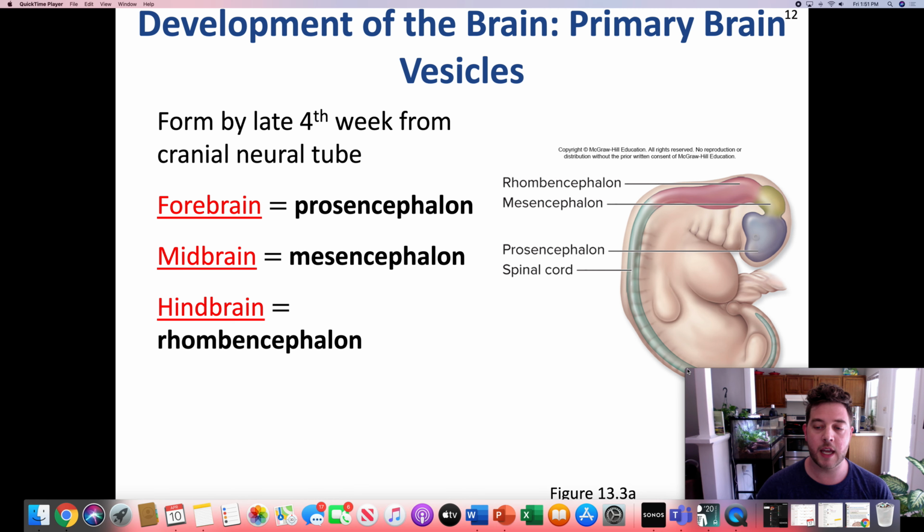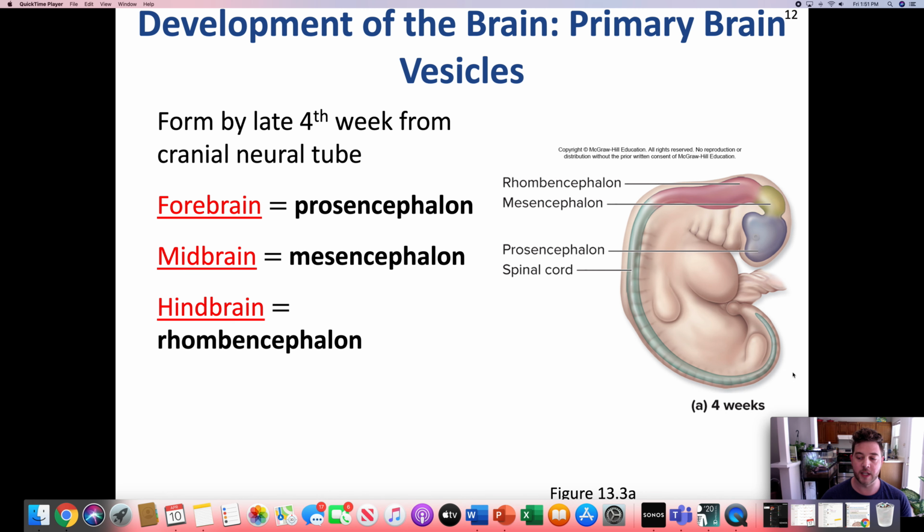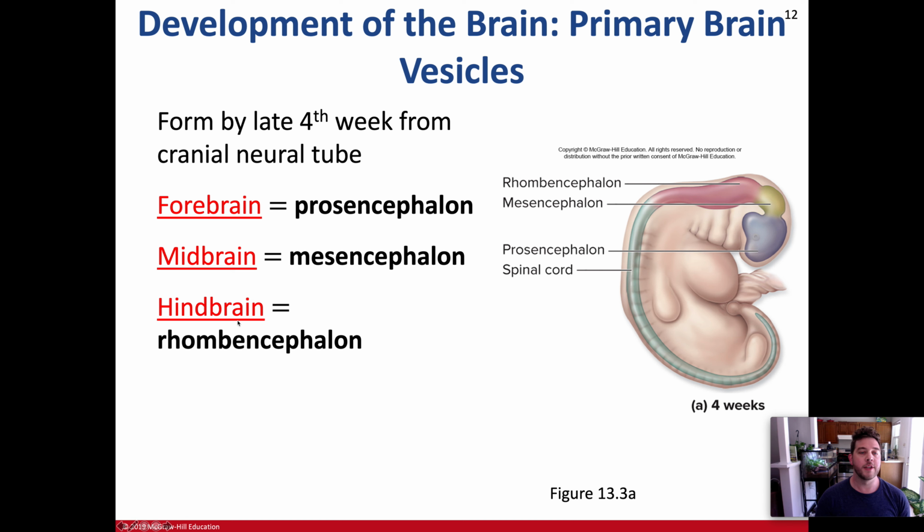So looking at further brain development, from the late fourth week, from the cranial neural tube, you have the forebrain, the midbrain, and the hindbrain that are all developing. Those are your prosencephalon, mesencephalon, and rhombencephalon.